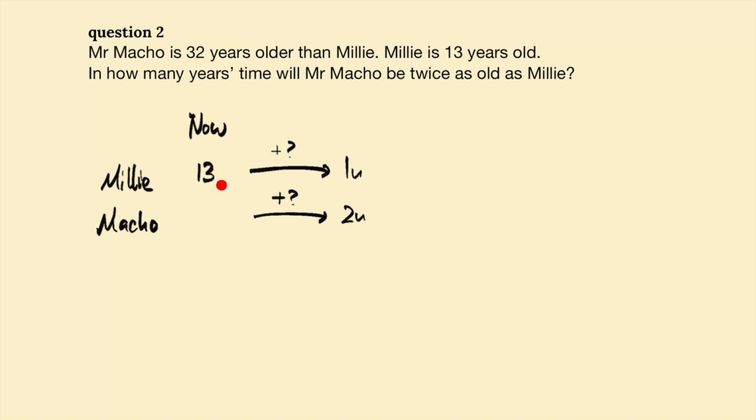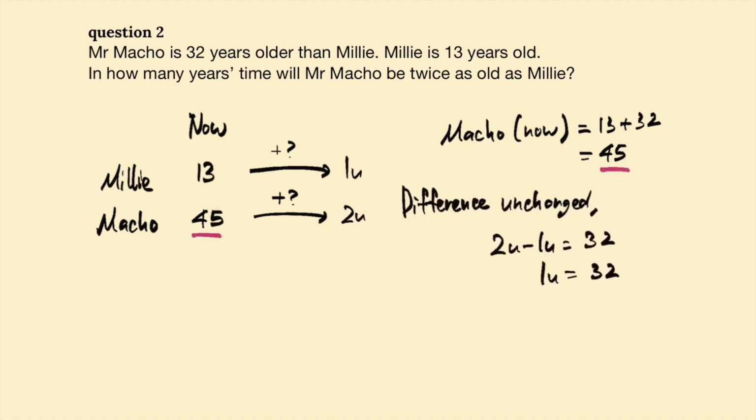So Millie currently is 13. In how many years' time? So it's an unknown. Will the difference be 1U and 2U like that? The difference is 1U. Now, if the difference is always 32, no matter what year it is, shouldn't the difference be 32 here as well? And does that not tell us that 1 unit is therefore, oh, by the way, Macho now is just plus 32, right? So it's 45.